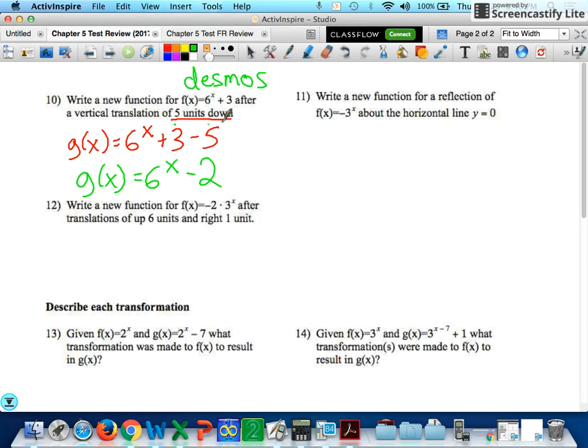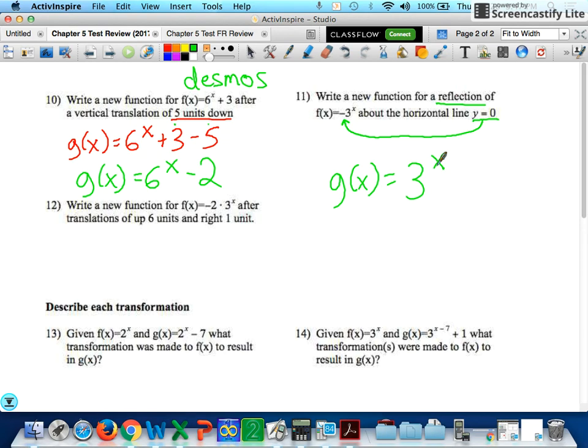Okay? Write a new function for the reflection over the horizontal line, y equals 0. So when I see that, I know that means I'm working with this sign out front. If I'm reflecting over y equals 0, I'm changing the sign out front. So I should have g of x equals, this was negative 3, that means now it's positive 3 raised to the x power. The x didn't change because we reflected over y equals 0.